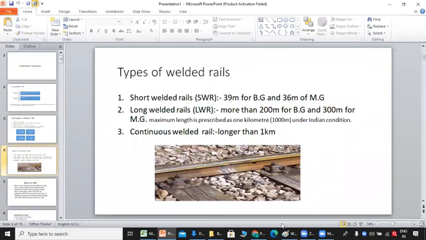Yes. Types of welded rail. Now see, the first one is the short welded rail, second one is long welded, third one is the continuous welded rail longer than 1 kilometer. So first, short welded rail length is 39 meter for broad gauge and 36 meter for meter gauge, and for LWR, long welded rail, more than 200 meter for broad gauge and 300 meter for meter gauge.